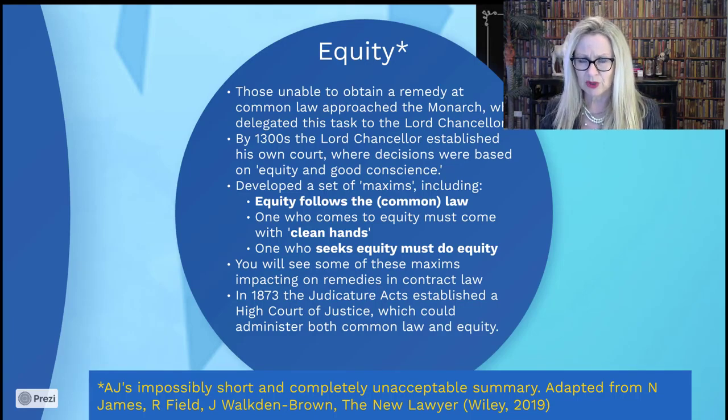Equitable maxims, you'll learn a lot more about those in the Equity and Trusts unit. The maxims that guide the application of equitable principles, so far as we're concerned, the big ones are equity follows the common law, and one who comes to equity must come with clean hands, and that kind of goes hand in hand, no pun intended, with one who seeks equity must do equity. So you can see just from those little set maxims or little mini principles there that equity is very much concerned with doing the right thing.